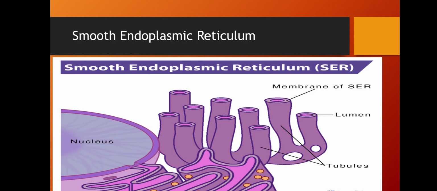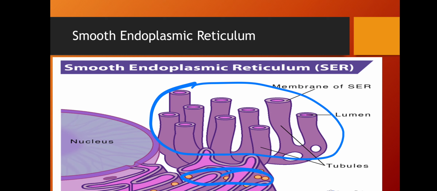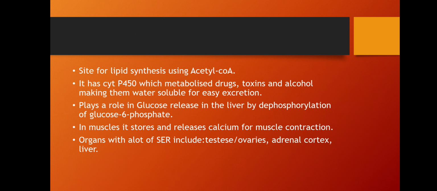Then now we have the smooth endoplasmic reticulum. As you can see from the nucleus there, just below this side we have the rough endoplasmic reticulum. Then we have the smooth on this other side, which does not have ribosomes on its surface. So it has this lumen and the tubules. That is the smooth endoplasmic reticulum.